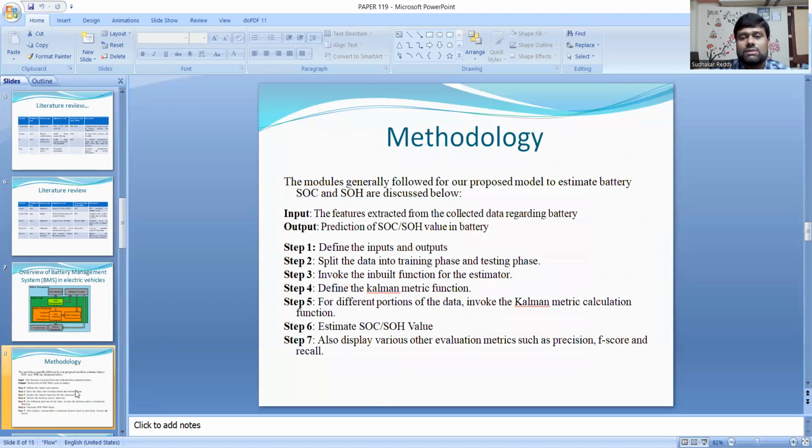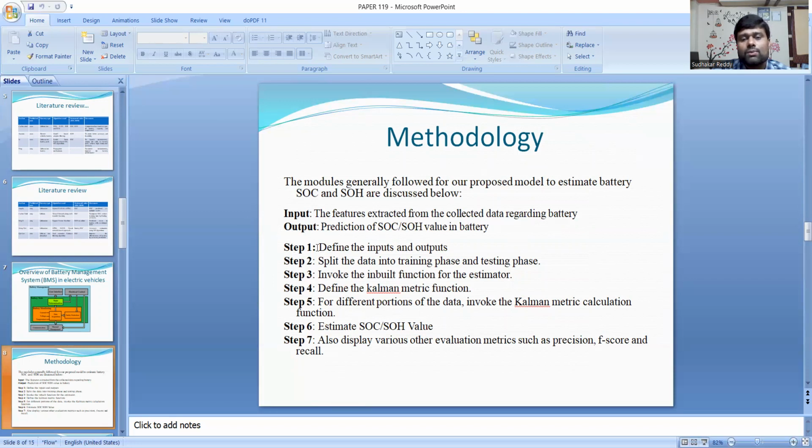Next, methodology. In my paper, I used different methodologies. The modules generally followed for our proposed model to estimate the battery state of charge and also state of health are discussed. I used different steps in my methodology. First one, the input: the features extracted from the collected data regarding the battery. Next, the output: prediction of state of charge and also state of health value of the battery.